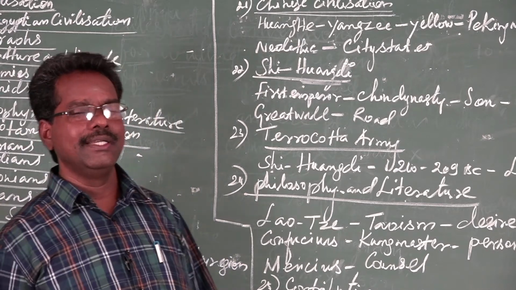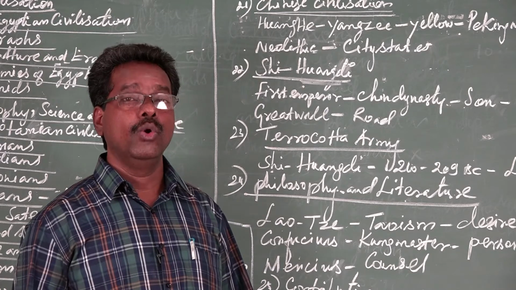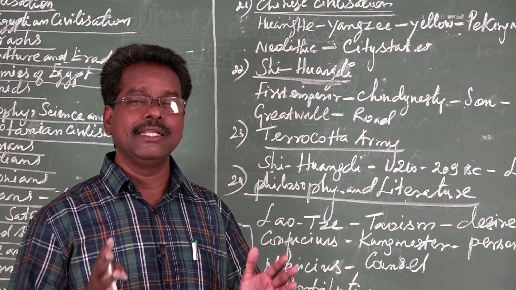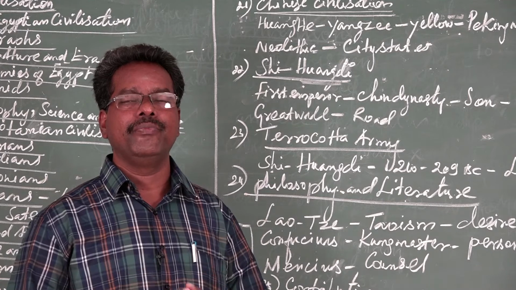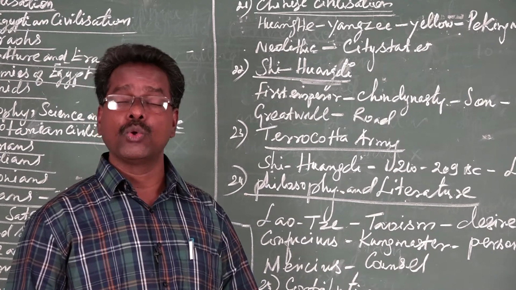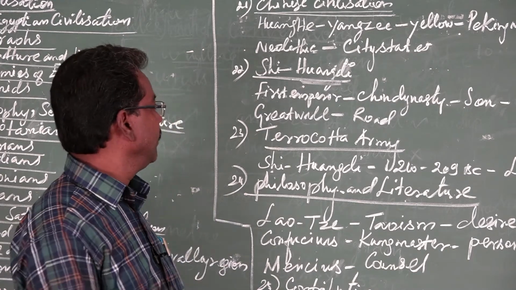Who constructed the Great Wall of China? Shi Huangdi. Why did he construct this great wall? He constructed it to protect the Chinese empire from nomadic invasion. Why did he construct roads? For the integration of the Chinese empire.